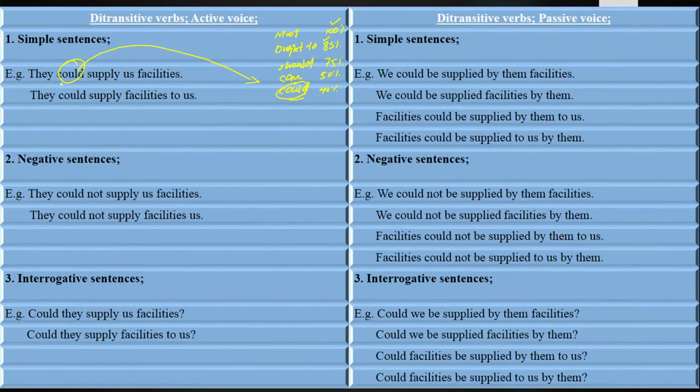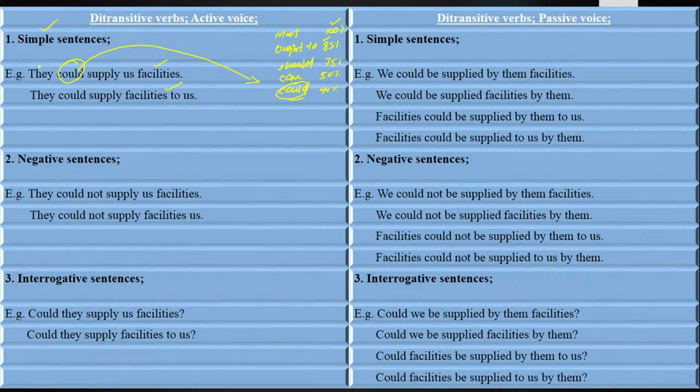In simple sentences, we have those sentences which make a simple statement. They could supply us facilities, they could supply facilities to us. So this is, they could provide us facilities, they could provide facilities to us. These are the two ways to write them in active voice. Our main target is how we are going to change it into passive voice.